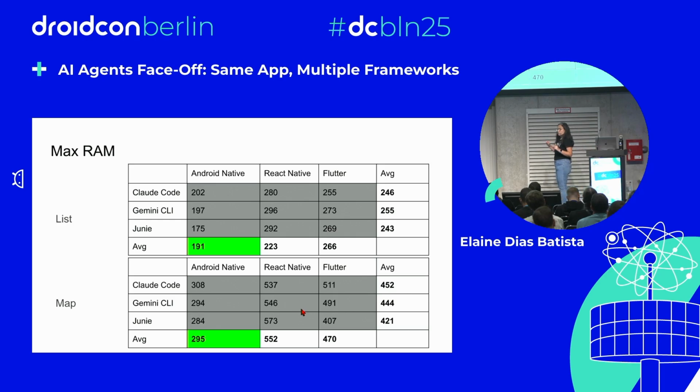So what I did also is that I tried to really spam the app and consume as much RAM as I could for the list and for the map. And again, Android performed better.